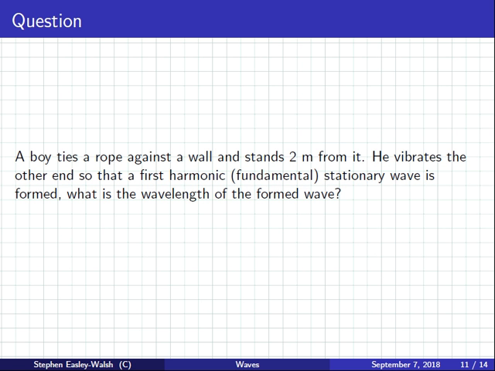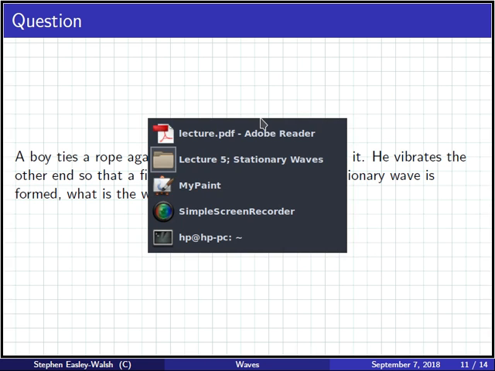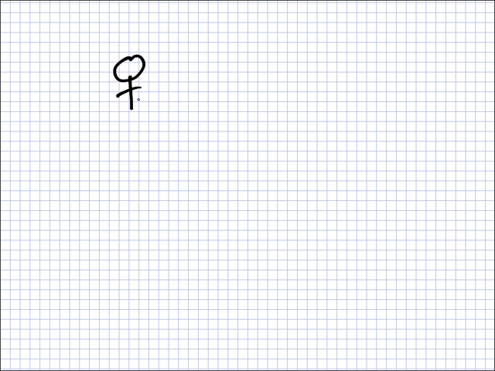Got an answer? 1 meter. No. 0.5 meter. No. Wavelength is lambda. Lambda equals 2D. What's the question? Oh, lambda. 4? Yes. 4. 2D.